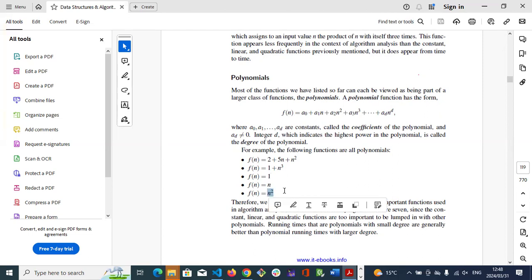We could argue that this book represents just the important functions used in algorithm analysis, but we stick to saying that there are 7, since the constant, linear and quadratic functions are too important to lump in with other polynomials. That's why quadratic, linear and constant are highlighted more, because they are so important to algorithms.